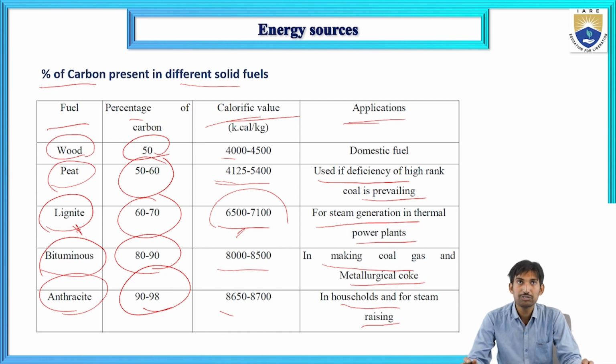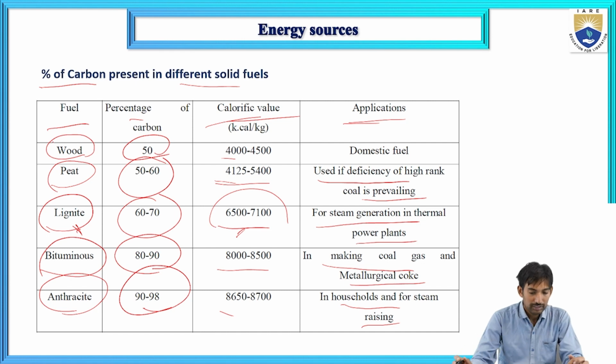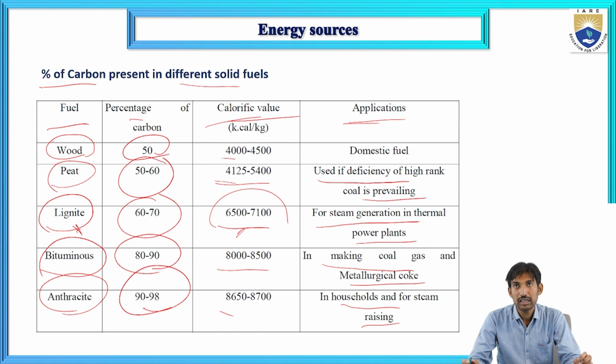These are the different types of solid fuels. Each solid fuel contains a different percentage of carbon, and it produces a different calorific value. Wood contains 50% of carbon. It produces 4,000 to 4,500 kilocalorie per kg calorific value. It can be used as domestic fuel. Similarly, peat is also a solid fuel. It contains 50 to 60% of carbon and produces 4,125 to 5,400 kilocalorie per kg, and in case of deficiency of iron coal, we can use this peat solid fuel.